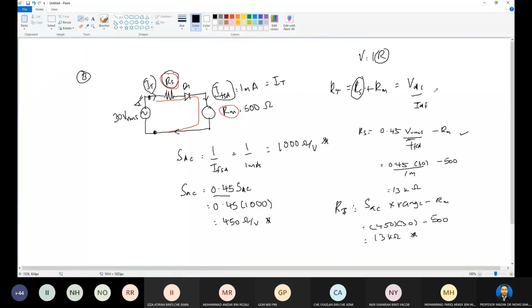Another formula we can use is the sensitivity for AC multiplied by range minus RM, and we can get the RS. So we can use this formula or we can use the derivation from this circuit. So this is for question number 3. Next we go for question number 4.